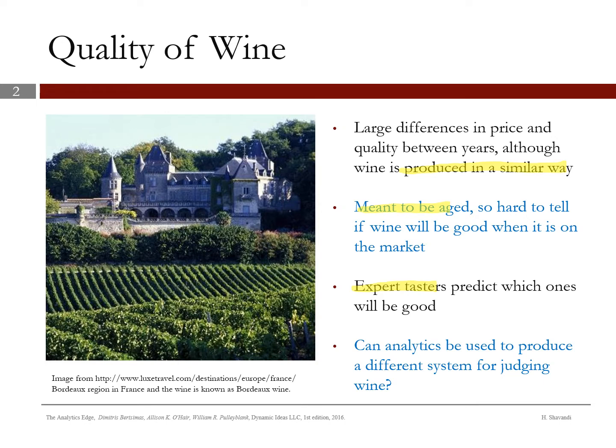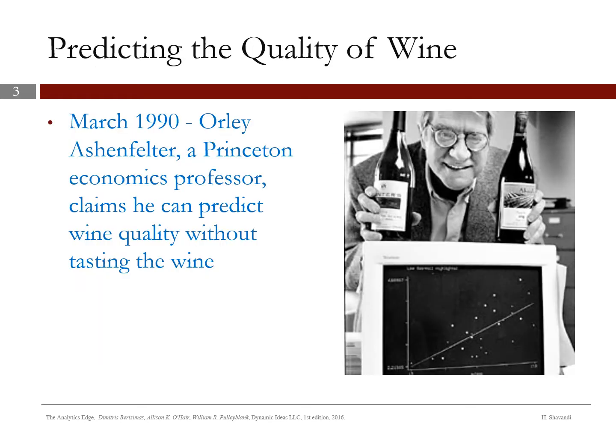But here we are going to see if we can replace the expert tasters with a system obtained by analytics in order to predict the quality of wine without tasting the wine. Ashenfelter, a Princeton economics professor, in March 1990 claimed that he can predict the wine quality without tasting the wine, using statistical methods like linear regression.